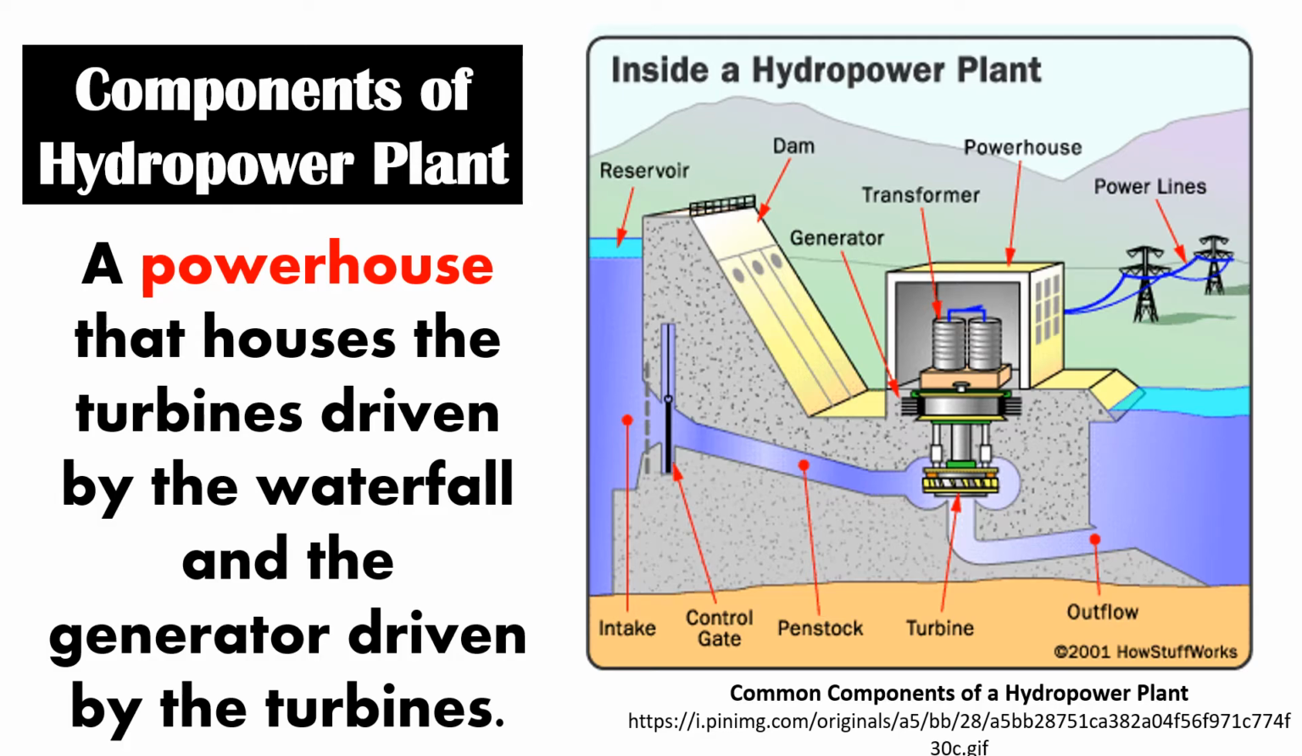Component of your hydropower plant is the powerhouse. So the powerhouse houses the turbines driven by the waterfall and the generator driven by the turbines. So as the turbine turns, it will lead to the work of your generator para mag-generate ng electricity that will be distributed to all the consumers.